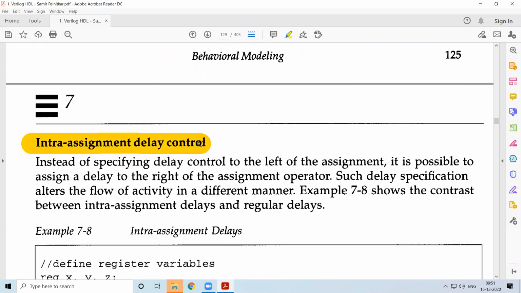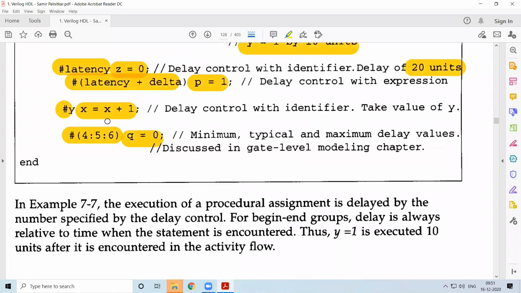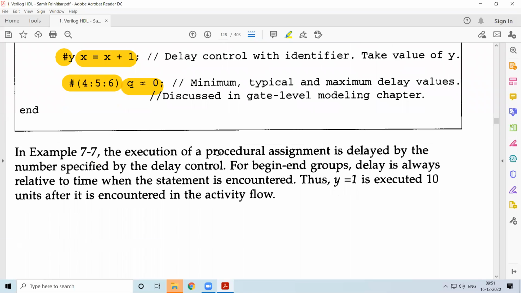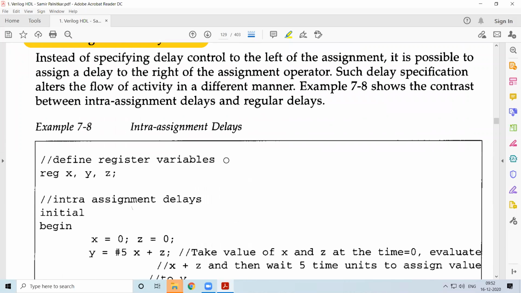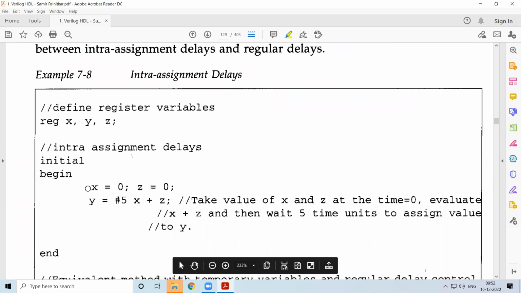Next, we have intra-assignment delay controls. There is a slight difference pertaining to these. In the regular case, whatever delay value was there was present on the left hand side of the assignment operator. Now it will be present on the right hand side, intra, that is in between. So here you can see an example.